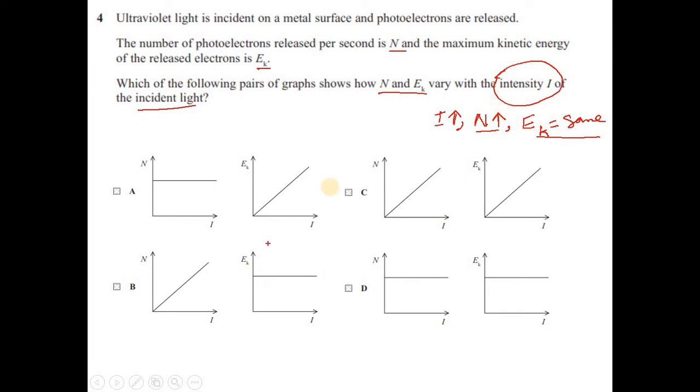So you need to look for the graph in which kinetic energy is the same and the number of electrons is increasing. Clearly, kinetic energy and number of electrons are both constant in this graph, so you cannot choose this. The number of electrons increases here, this is fine, but kinetic energy is also increasing, which is wrong in this option. And in option B the number of electrons is increasing and kinetic energy stays the same, so this is the option. N increases with intensity but kinetic energy stays the same. In B, just for your understanding, both are correct, so this graph is correct, but that one is wrong, so your option is B.